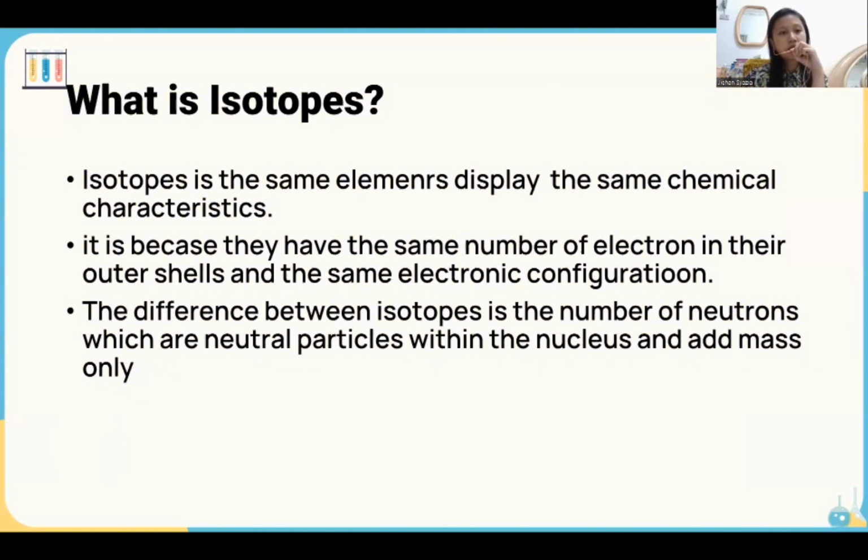So what are isotopes? Isotopes are the same element and display the same chemical characteristics. That is because they have the same number of electrons in their outer shell and the same electronic configuration. The difference between isotopes is the number of neutrons, which are neutral particles within the nucleus and add mass only.